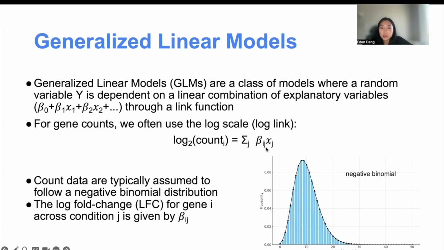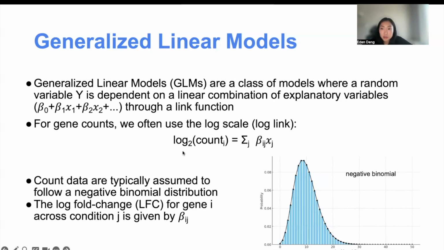And based on this formula, each of these beta coefficients we interpret as the log fold change for gene i across condition j. So in a categorical case, if x_j represents some categorical variable, if it's equal to 1, then the log counts will increase by exactly beta_ij. And what this means for the counts themselves is that they will multiply by a factor of e to the beta_ij. So that's what we call the log fold change.